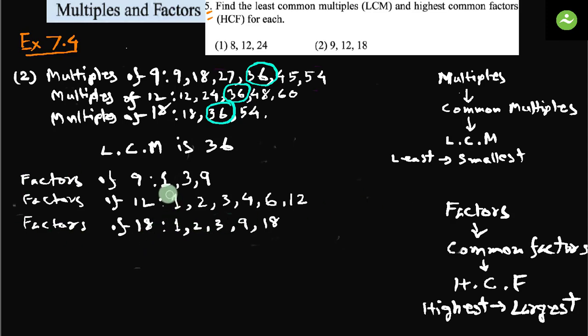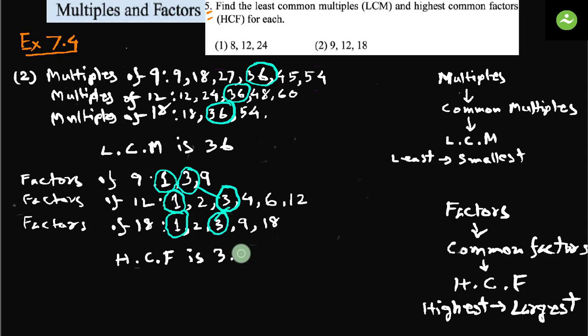Here I can see 1 is common. Next common, 3 is common: 3, 3, 3. 9, no, 9 is not common. Others are not common. So we found 2 common factors, 1 and 3. So if I ask you which one is the highest or largest common factor, your answer will be 3. So the highest common factor is 3. If you have any question, you can ask.